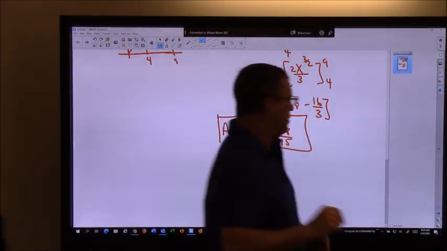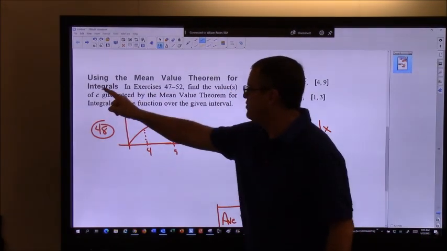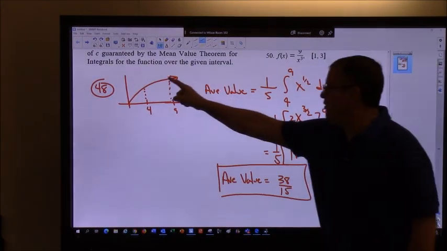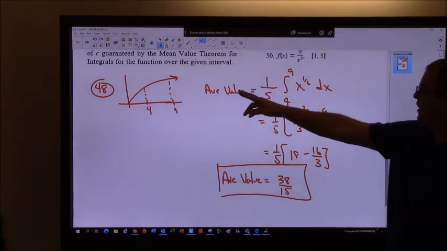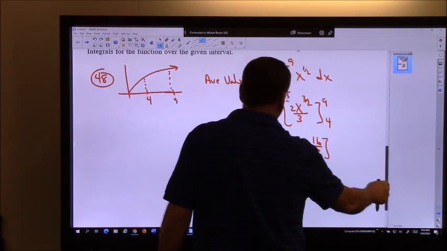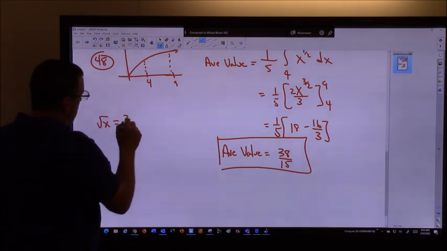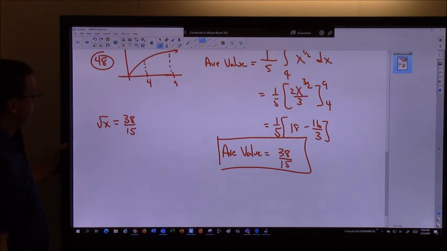So now I haven't really done everything that the directions have asked. It says find the values of C guaranteed by the mean value theorem. Where does this function equal 38/15? That's what I want to figure out now. So my function was just the square root of x. So I want to be able to say, where does the square root of x equal 38/15? And it's got to happen somewhere between 4 and 9.